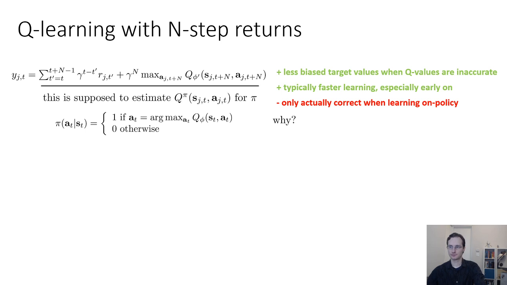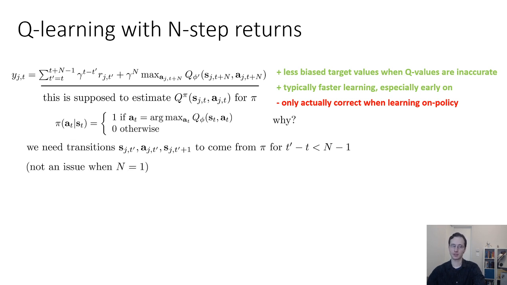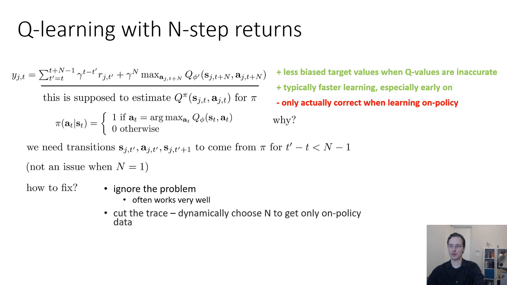Okay. So the estimate that we get from regular n-step returns is an estimate of Q pi for pi, but for that you need transitions from pi for all the intermediate steps. And this is not an issue when n equals 1. So how can we fix it? Well, we can ignore the problem, which often works very well.